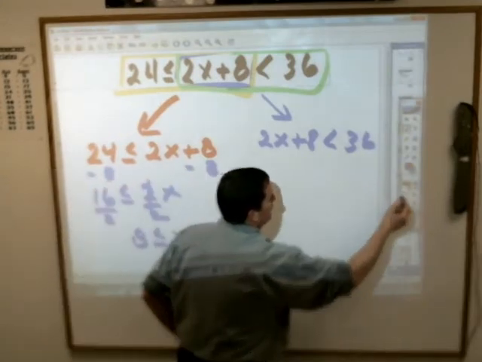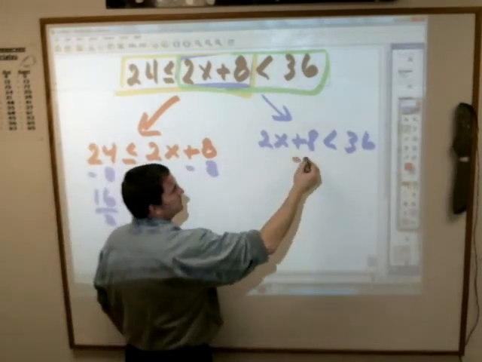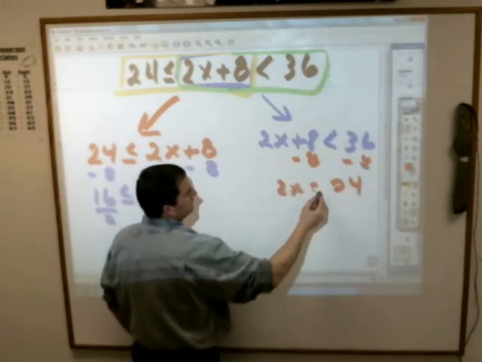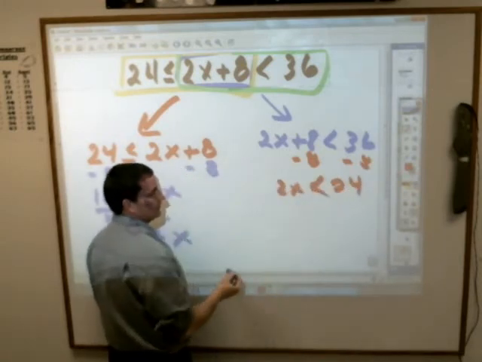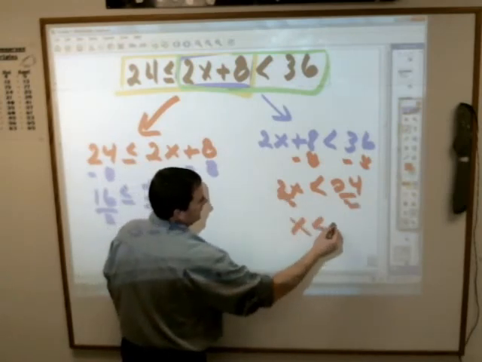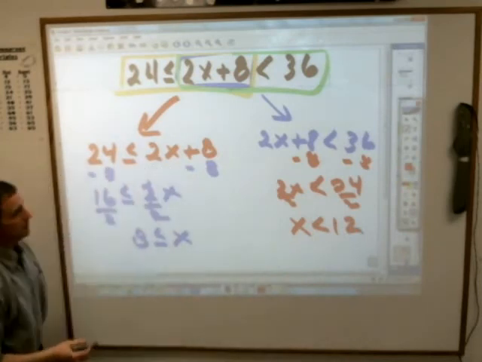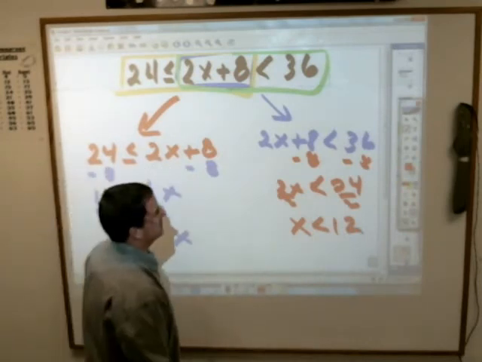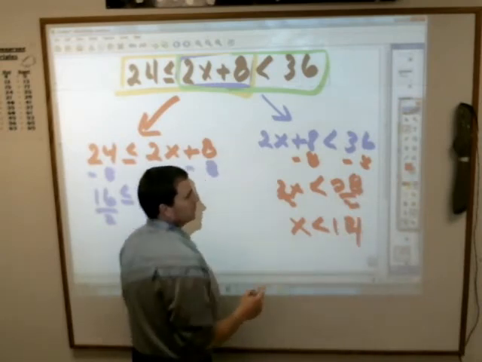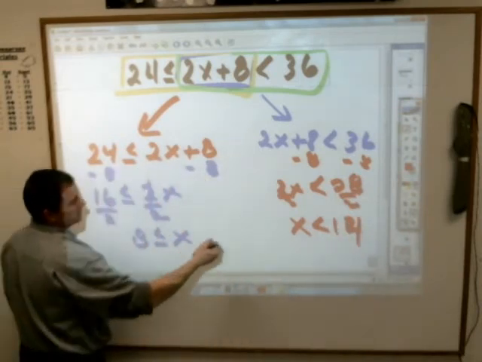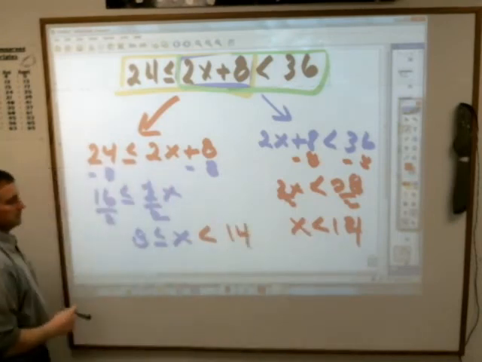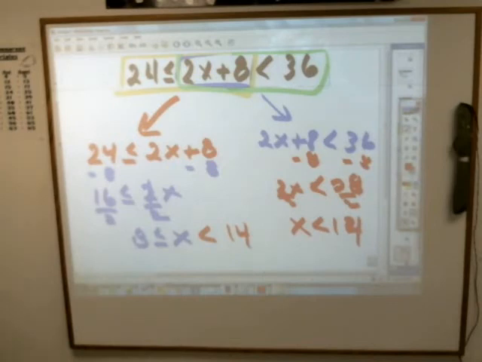And then I solve this one for x as well. Subtract 8, you get 2x is less than 28. Divide by 2, so x is less than 14. So you can just stick this with this and make it look like this.